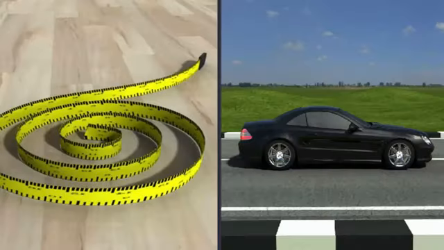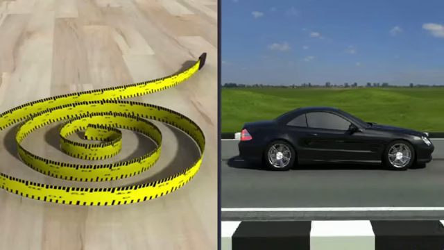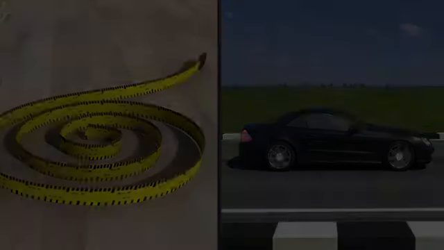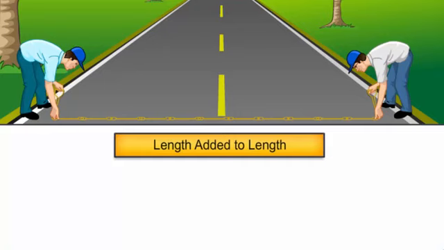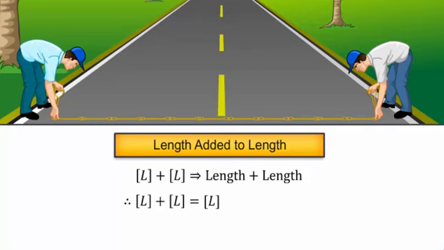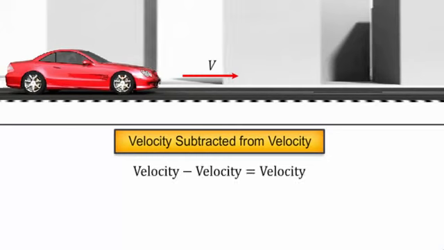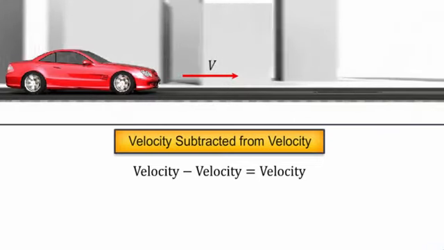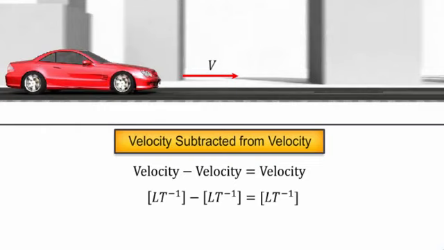But we may encounter situations where we need to add or subtract different terms involving base quantities. It is very important to know that when we write L plus L, as shown, we mean length added to length. So, we get length. Again, it is not 2 times L as we are not adding the magnitudes of the length. Similarly, if velocity is subtracted from velocity, we get velocity. Thus, LT power minus 1 minus LT power minus 1 equals LT power minus 1.